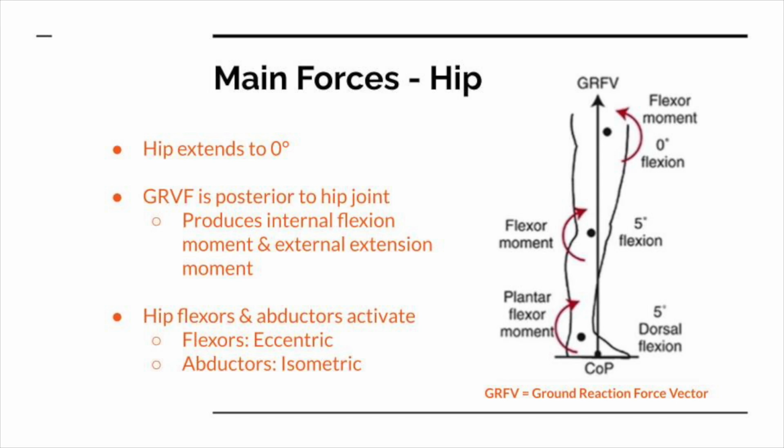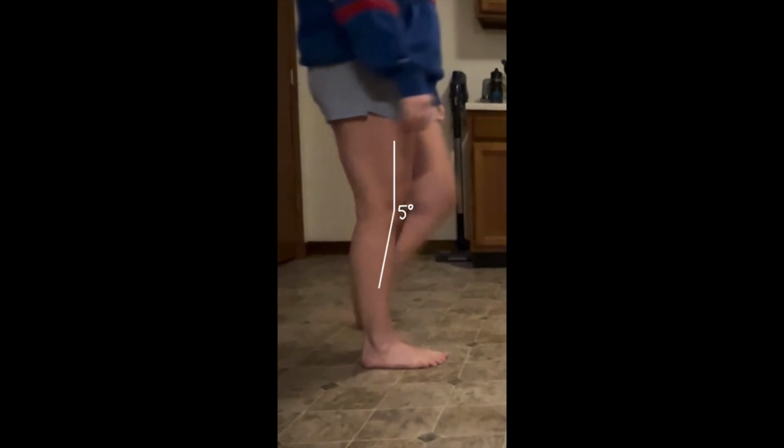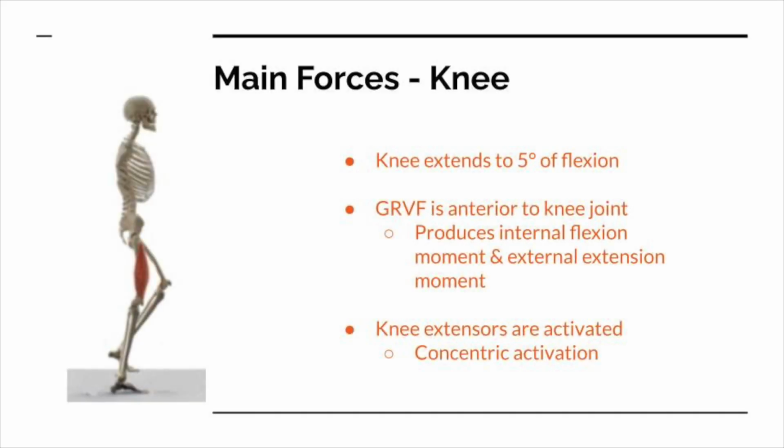During mid-stance, the hip flexors are eccentrically activated while the hip abductors are isometrically activated. The knee extends to 5 degrees of flexion while in mid-stance. The ground reaction force vector goes up anteriorly to the knee joint, which produces an internal flexion moment and external extension moment at the knee. The knee extensors are concentrically activated during mid-stance.